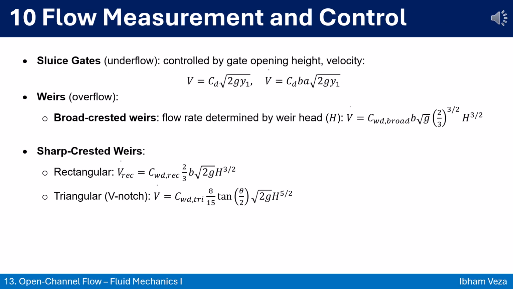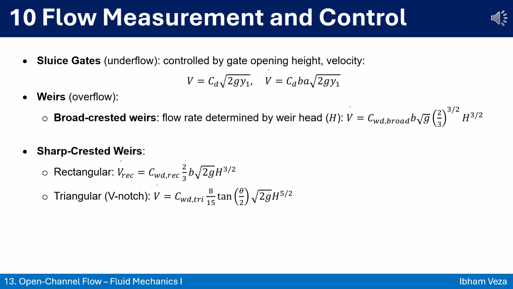10. Measure and control flow with precision and purpose. Controlling and measuring flow in open channels isn't just about observation, it's about precision engineering. Whether you're regulating floodwaters, managing irrigation, or designing lab flumes, you need tools that connect geometry to discharge. Enter sluice gates and weirs, two of the most widely used hydraulic control structures.